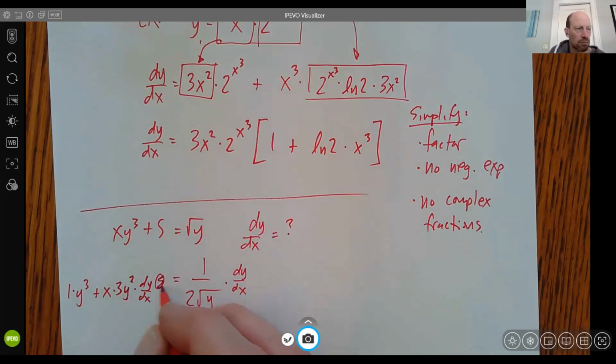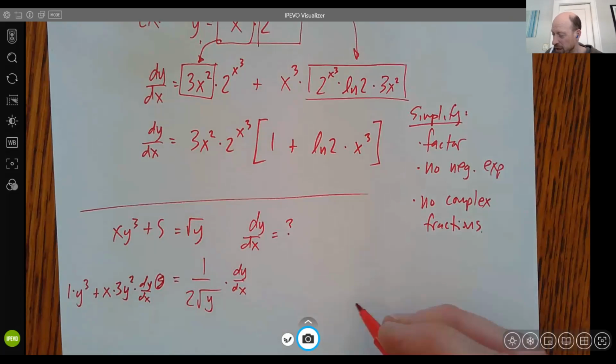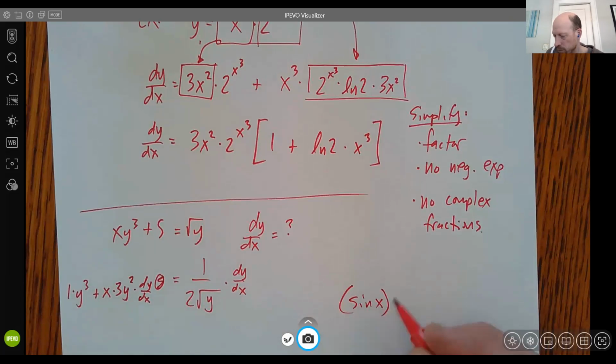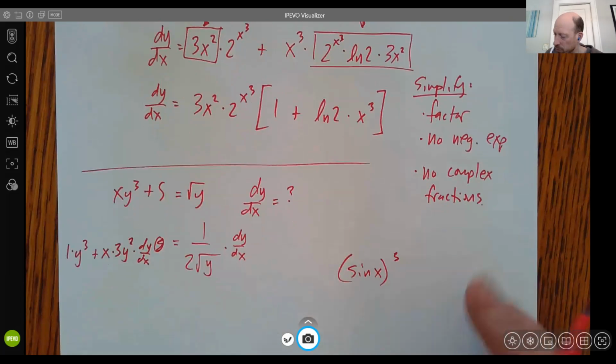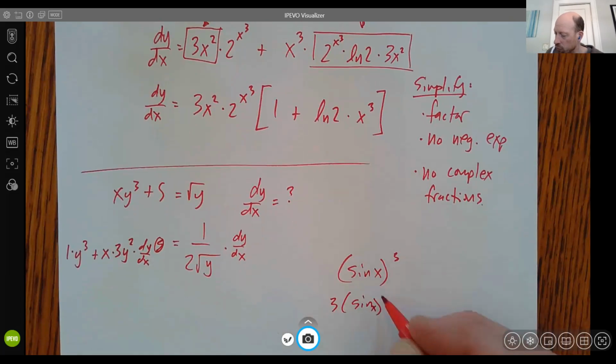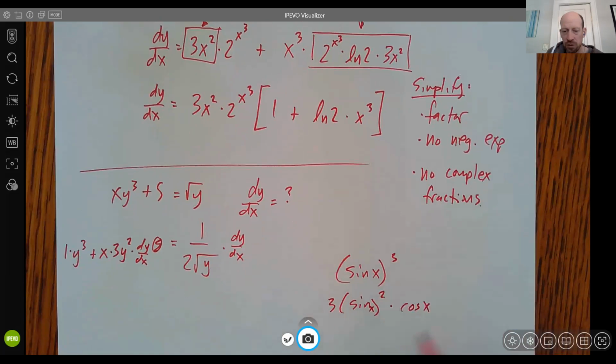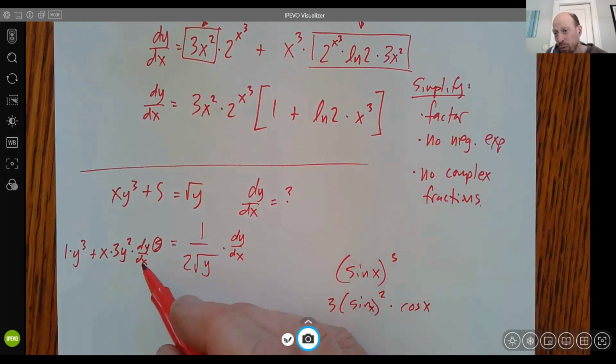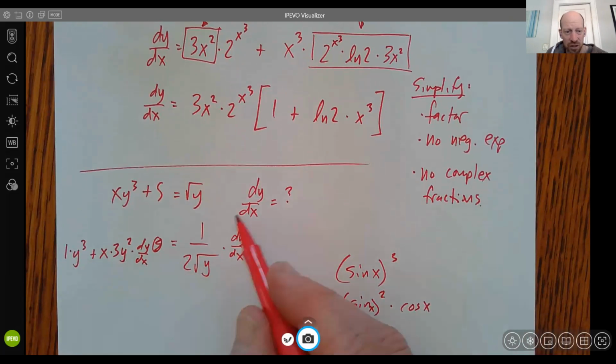And again, I multiply by dy dx because of the chain rule, right? Like if I were taking the derivative of the sine of x cubed, the derivative would be 3 sine of x squared times the derivative of sine, which would be cosine of x, right? So sine is my y, cosine of x is my dy dx. And that's exactly what I'm writing here. I just don't know what y is, so I don't know what dy dx is either, right? That's the whole question here.